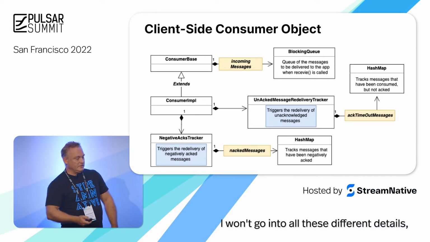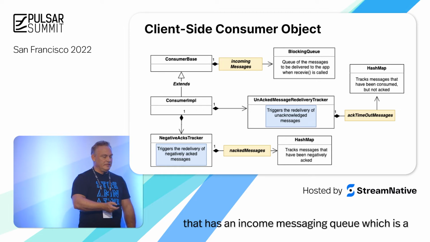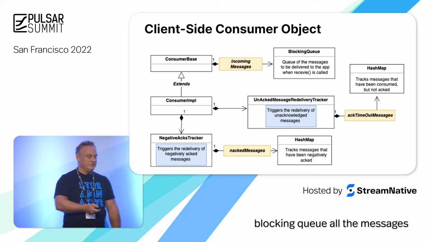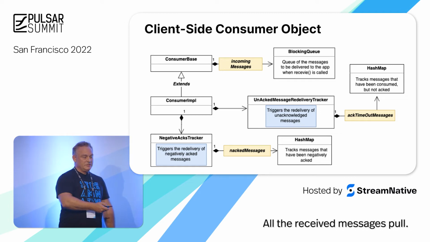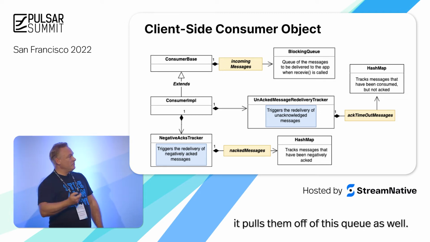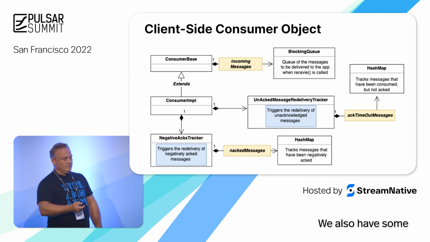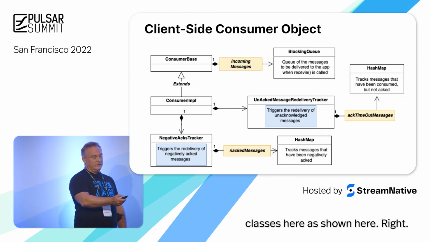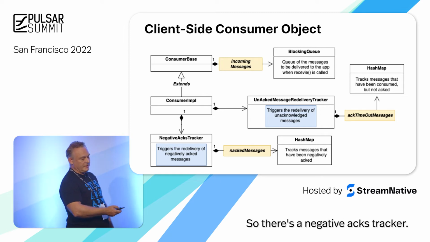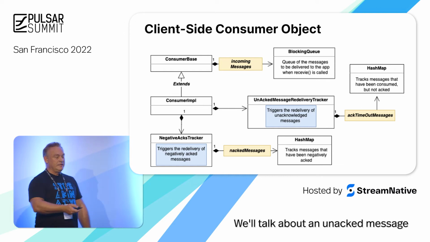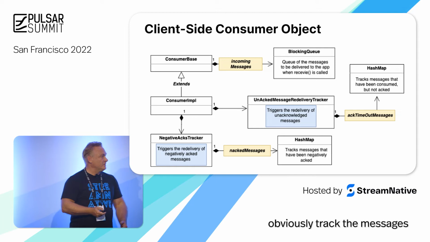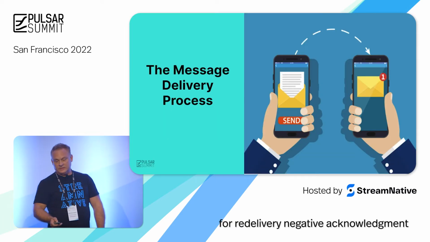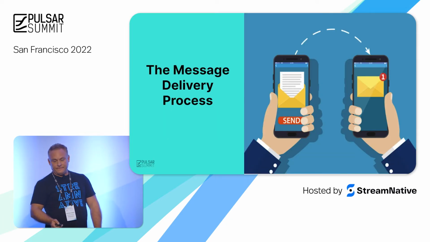I won't go into all these different details, but you have a consumer object that has an incoming messaging queue, which is a blocking queue of all the messages that get pulled in from the flow command. They get stored there. All the receive messages pull. Every time you call receive, it pulls them off of this queue as well. We also have a couple different tracker classes here, right? So there's a negative Acks tracker we'll talk about, and an unacked message redelivery tracker. Both of these things obviously track the messages for redelivery, negative acknowledgement, and we'll get into that in a minute.